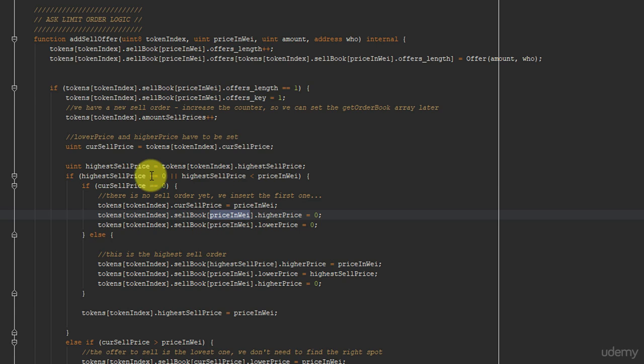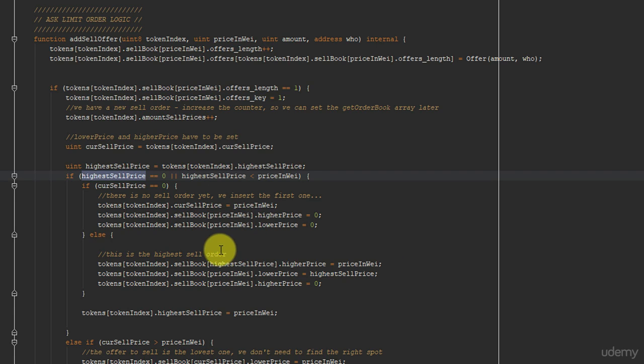And in this case, if we have the first entry in our book, it's very, very easy. We just add our first entry and we set the higher price and the lower price of our current entry to 0. So we have no linked list. We have a linked list with one single entry.